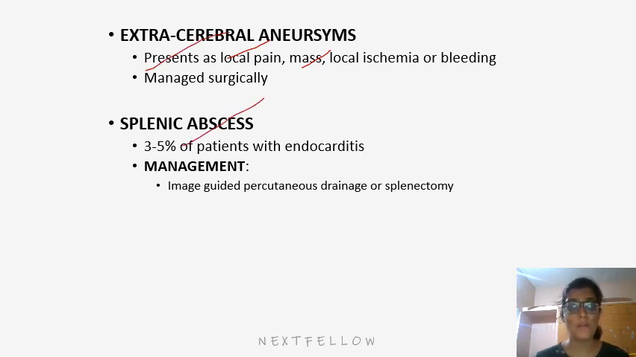Splenic abscess occurs in 3 to 5% of patients with endocarditis. Management is image guided percutaneous drainage or splenectomy.